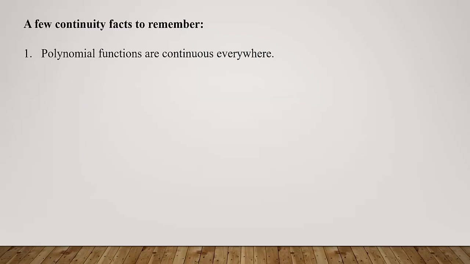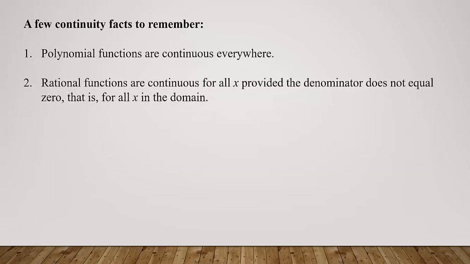The first one deals with polynomial functions. Polynomial functions are the friendliest functions we could possibly deal with. Polynomial functions are continuous everywhere. That's pretty nice to know. Rational functions. Remember, a rational function is a polynomial over a polynomial. Well, rational functions are continuous for all values of x, provided the denominator does not equal 0 for a value of x. Or in other words, a rational function is continuous for all x in the domain of the rational function.